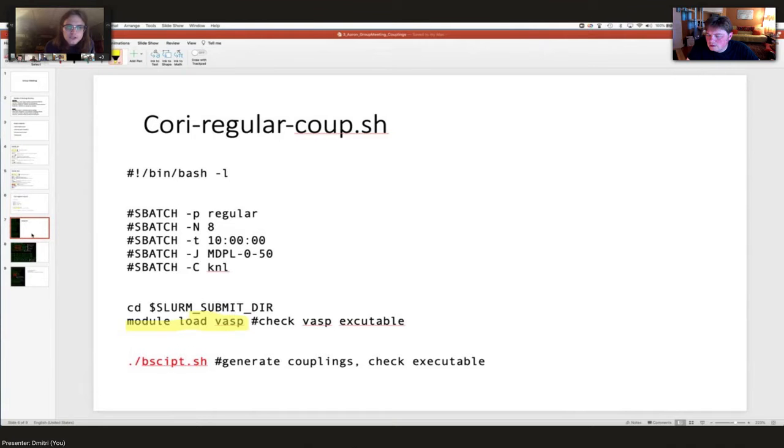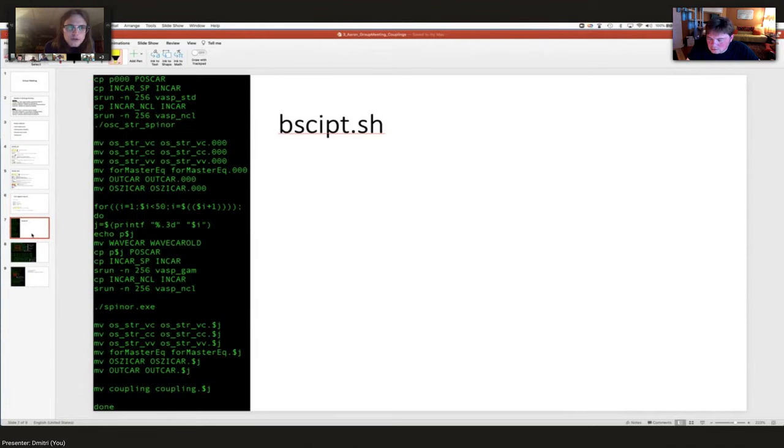Yeah, this was the question that I think Dimitri was asking before. So that's where load VASP comes in. And then you tell Cori to look at this bscript.sh, and that's this line of text that's shown on the left. So essentially, it's just instructions to generate WAVECARs and then compute couplings, and then save various auxiliary files. So next slide, we'll focus on these top two paragraphs.